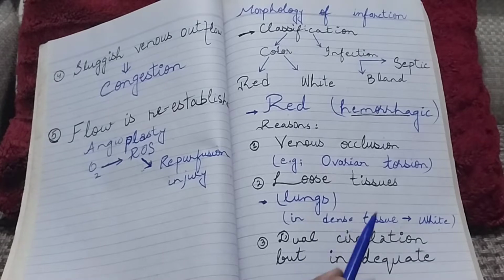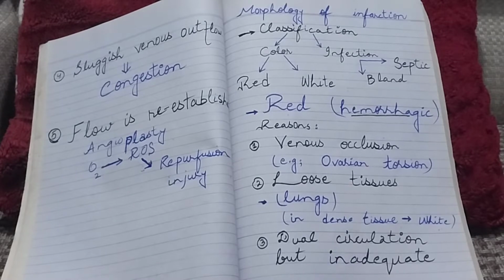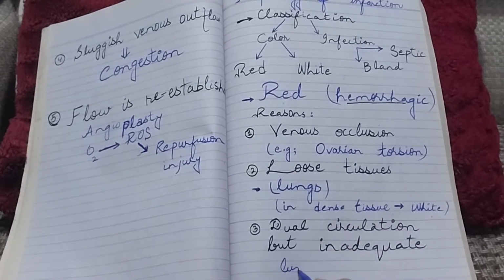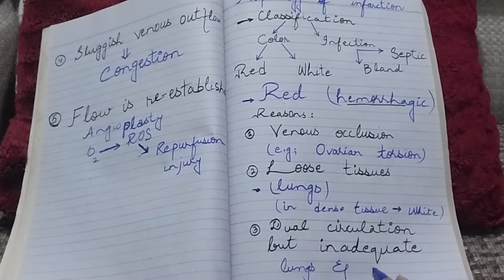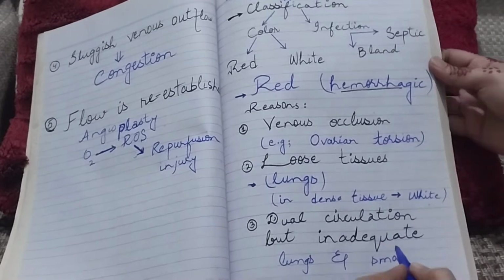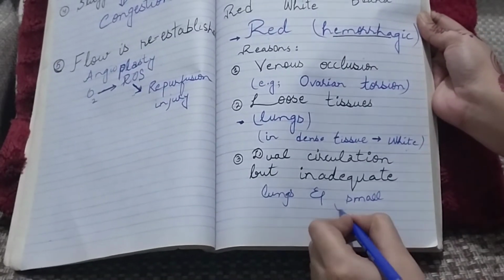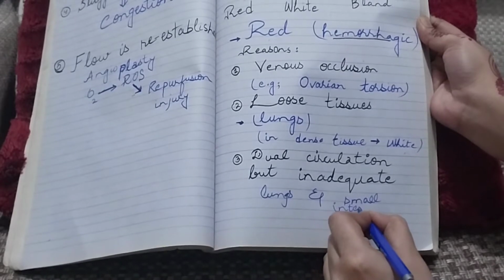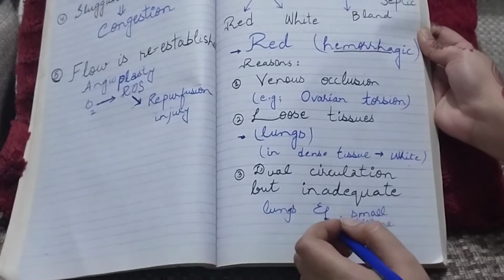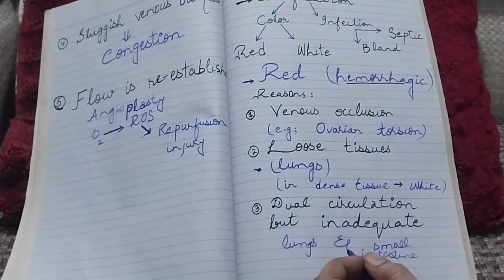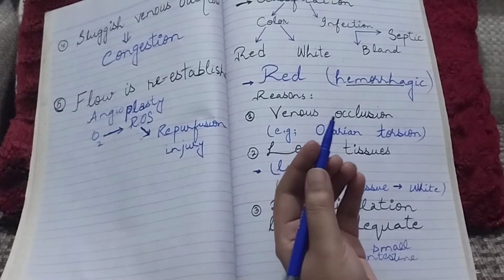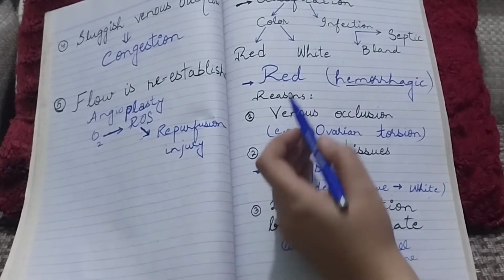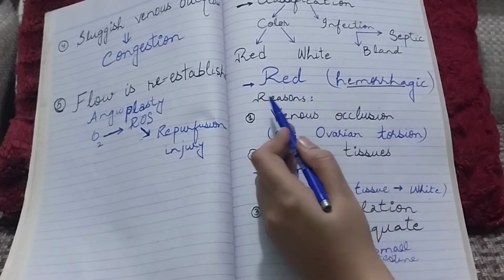Third point is in such tissues where dual circulation is present, such as lungs and small intestine, but it is inadequate than what is needed for normal perfusion of tissues. Here, red infarcts occur.